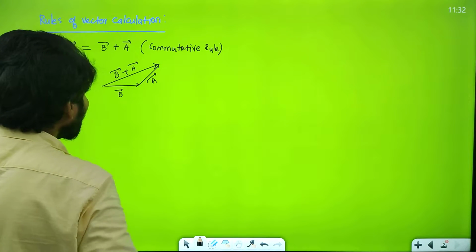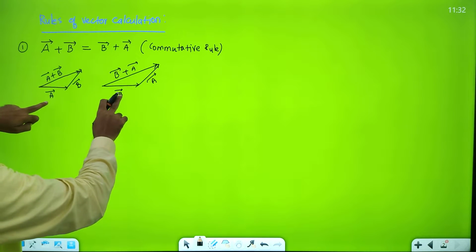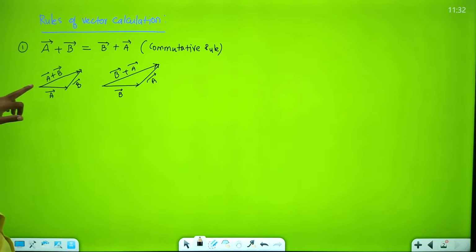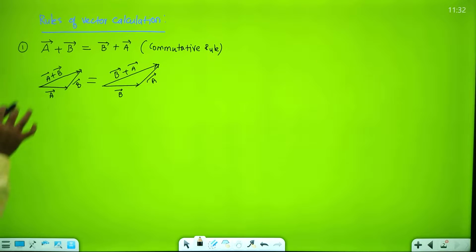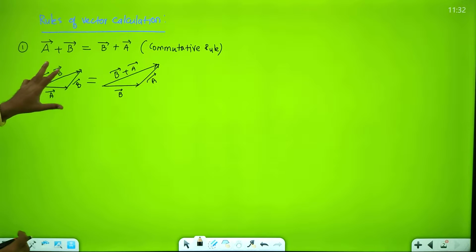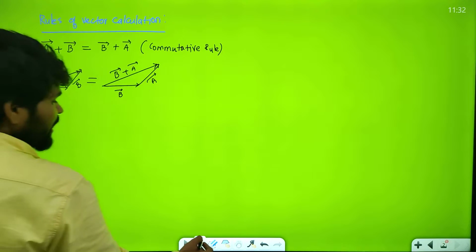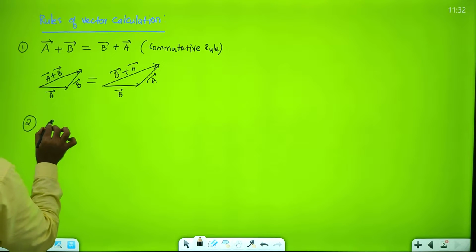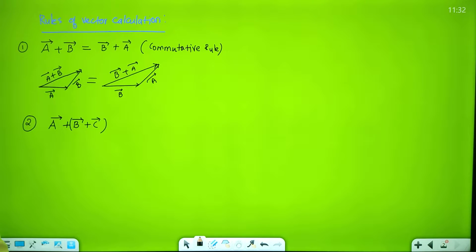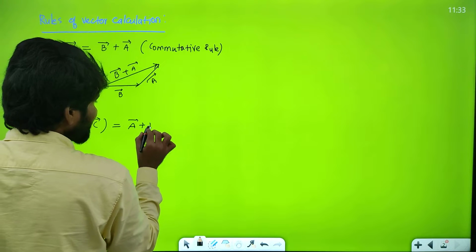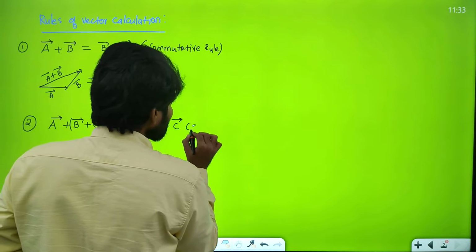Carefully observe here. Here I take vector A, vector B. I interchange the two vectors. In the place of vector A, I take vector B, and in the place of vector B, I take vector A. Whatever the order of vectors I take, the addition should always be equal. This is called the commutative law of vectors: A vector plus B vector is nothing but B vector plus A vector. Let's take a second example: A vector plus B vector plus C vector equals A vector plus B vector plus C vector. This is called the associative rule.